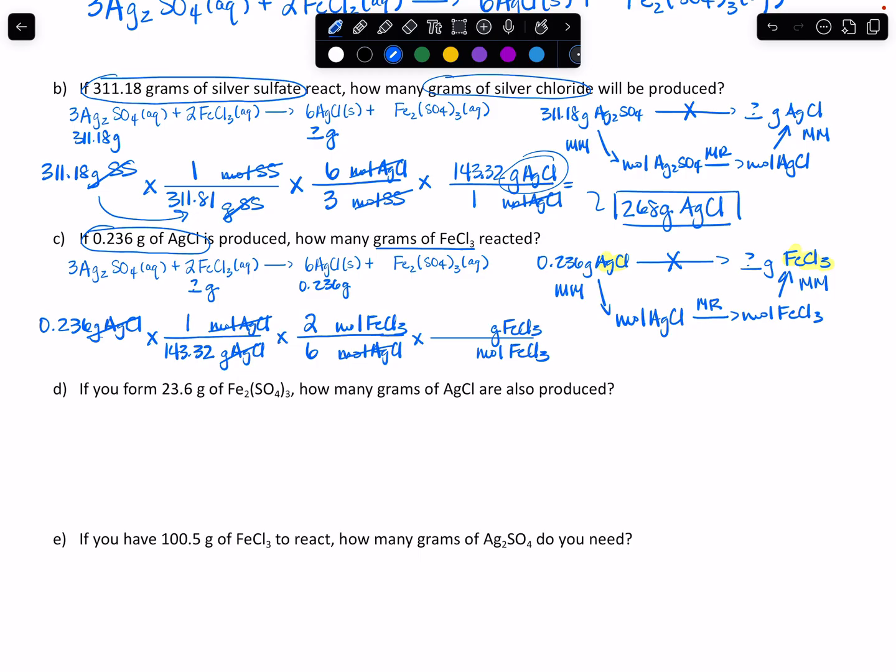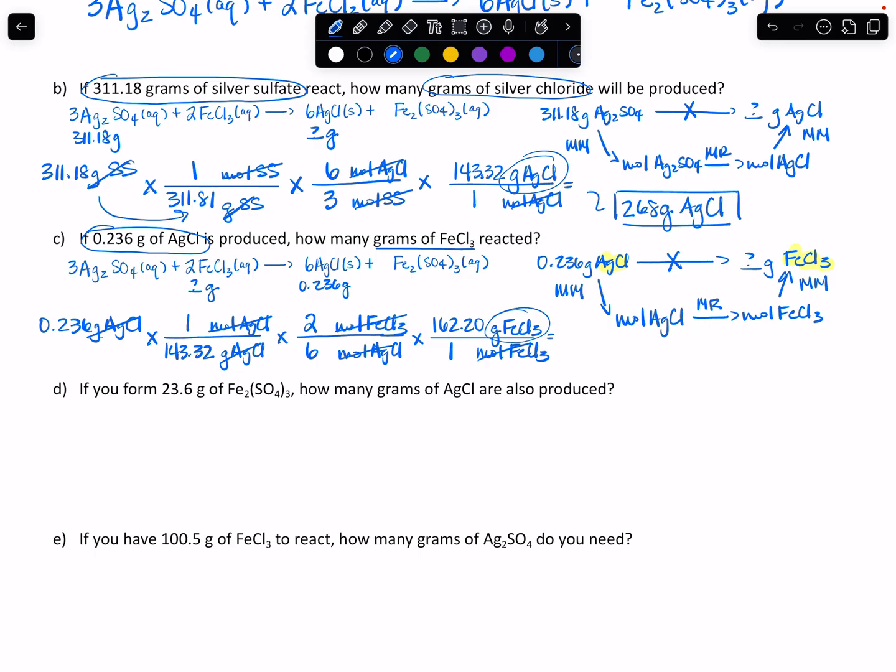And this is another molar mass step. And 1 mole of FeCl3 has a mass of 162.20 grams. So that's going to let me cancel the moles of FeCl3, and now I am left with grams of FeCl3. So all my units canceled except the last one, which is what I'm trying to get to. All right, so now I just need to plug it into my calculator. So 0.236 times 2 times 162.2, and then I'm going to divide that by 143.32, and then divide that by 6.